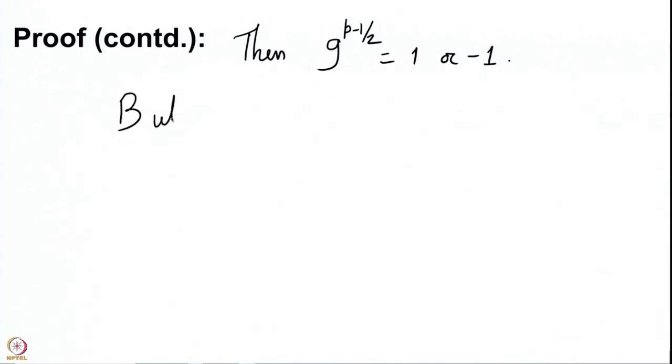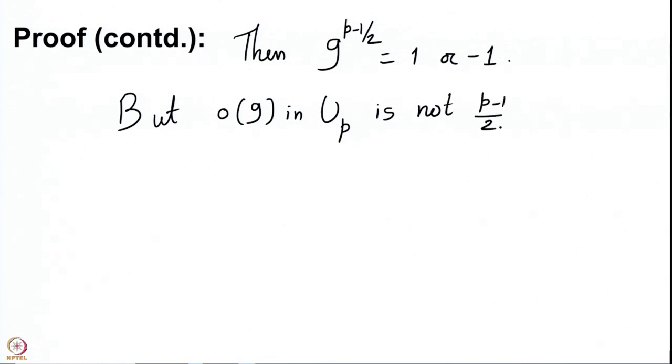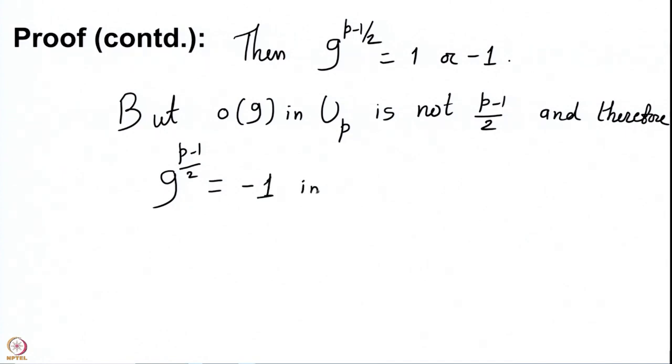But the order of g in U_p is p minus 1. So, it is not this number, which is smaller than p minus 1, and therefore the power (p minus 1)/2 of g has to be minus 1 in U_p. So, this completes the proof.